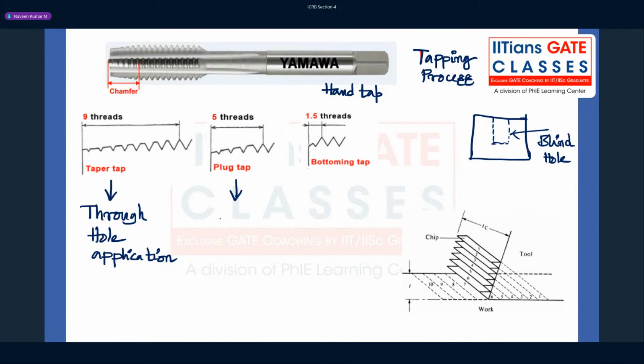In urgency, you'll be using it in the starting stage. That's it. So this is for blind hole applications.